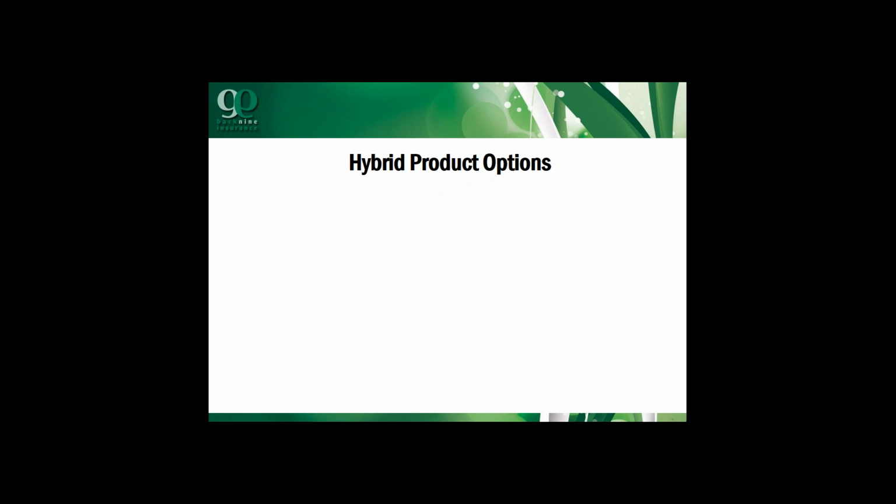Now let's take a look at some hybrid products. Both of these hybrid products are lump sum products. They're going to be single premium options, and both of these products have coupled discounts or joint policies.